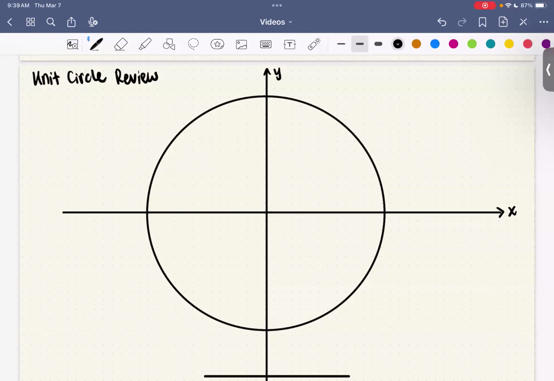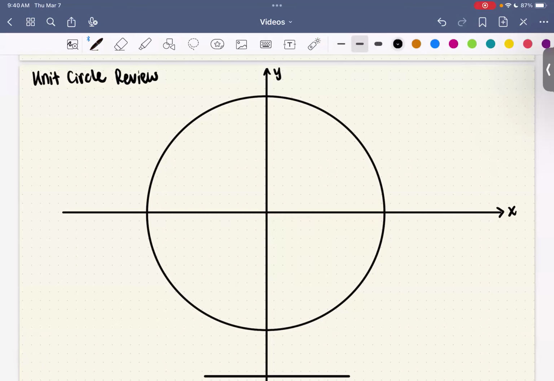Okay, we're going to do a quick review of the unit circle. I haven't planned too much about what I want to say in this video, but I'll try to describe maybe some ways to help you remember parts of the unit circle. So first things first, it's called the unit circle because it has a radius of 1 unit.